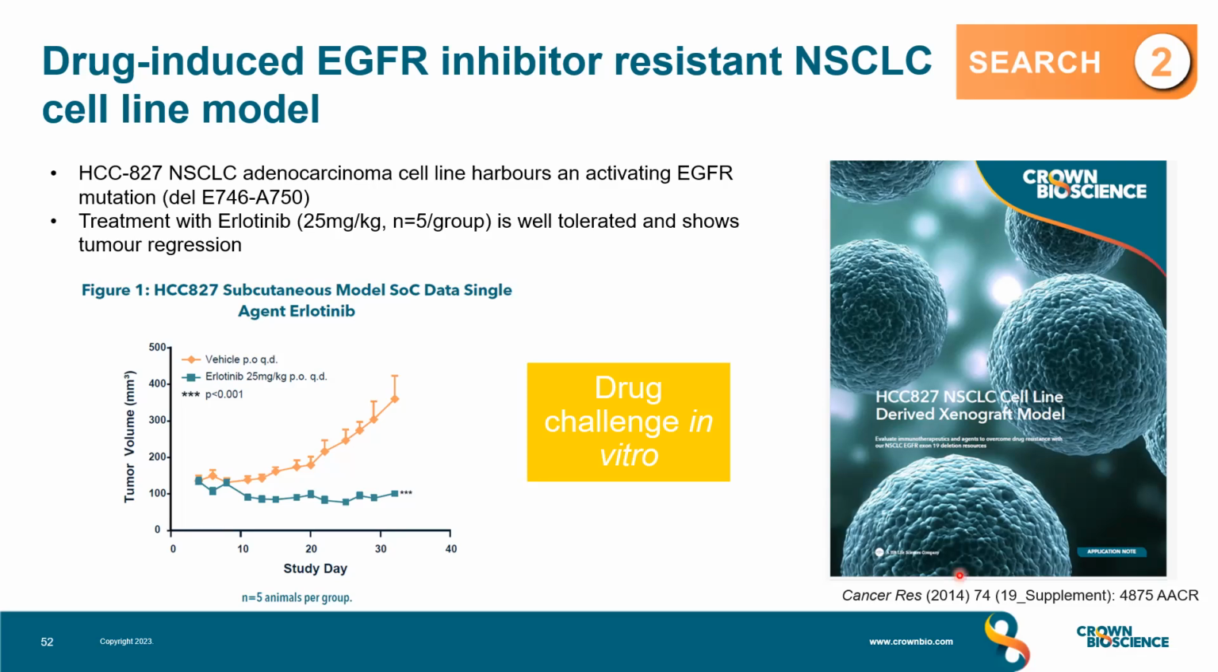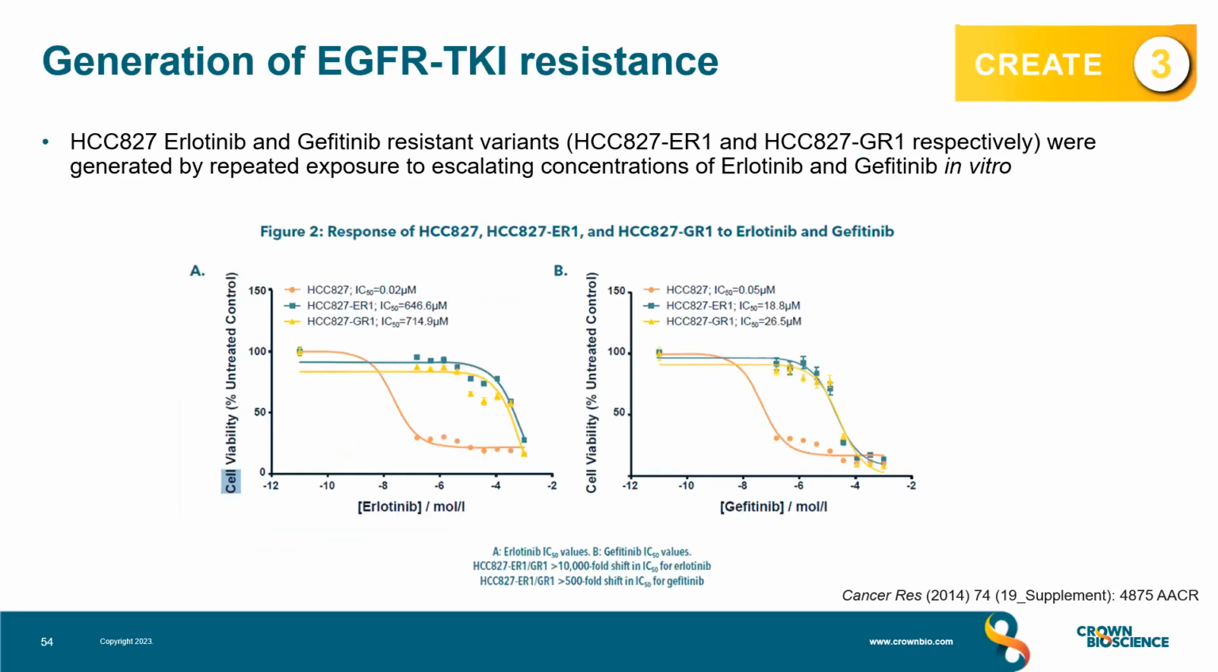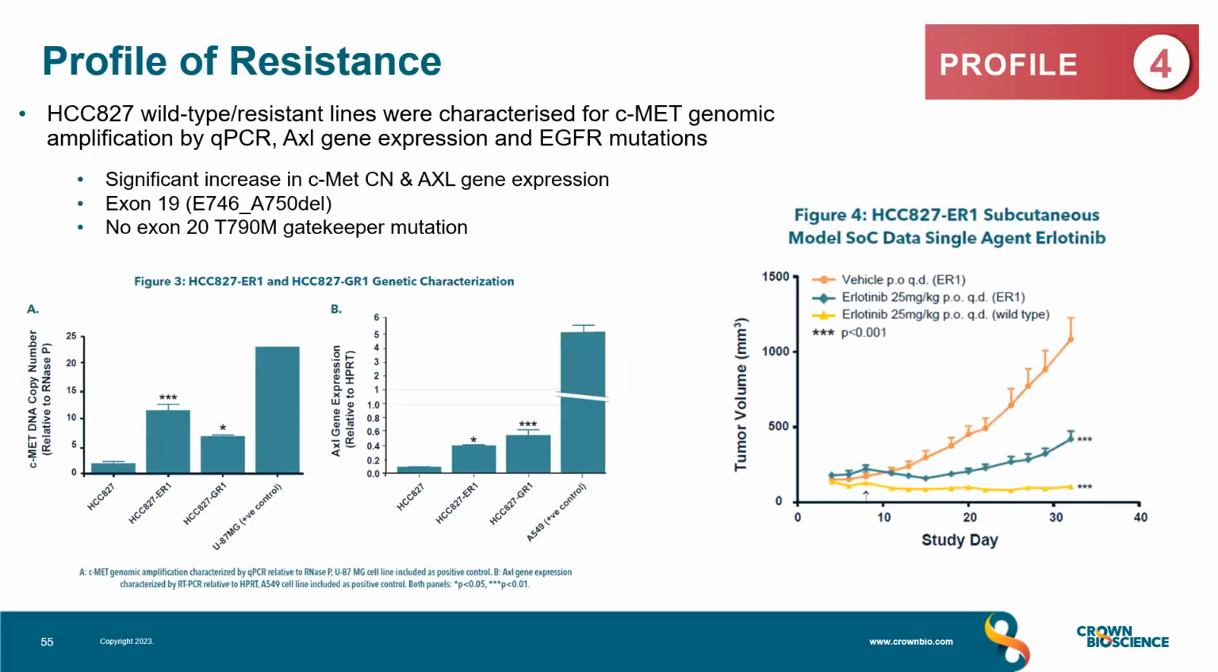Now, this case study is actually also available in our application note on this particular cell line, so you can also access this via our website. But I'll just show you some of the data here. So both afatinib and gefitinib were used to create the resistant variants by repeated exposure to escalating concentrations in vitro. So these two figures detail the response of the wild type line, which resulted in the generation of the afatinib resistant line, denoted as ER1, and the gefitinib resistant line, which is GR1. And you can see that there is a 10,000-fold shift in the IC50 for afatinib and a 1,000-fold shift for gefitinib. And then the next step was to actually profile that resistance.